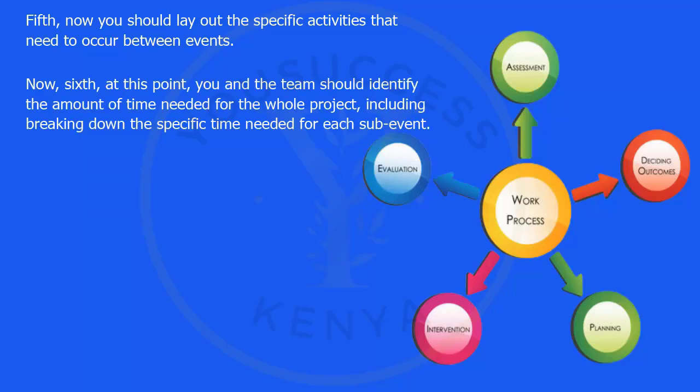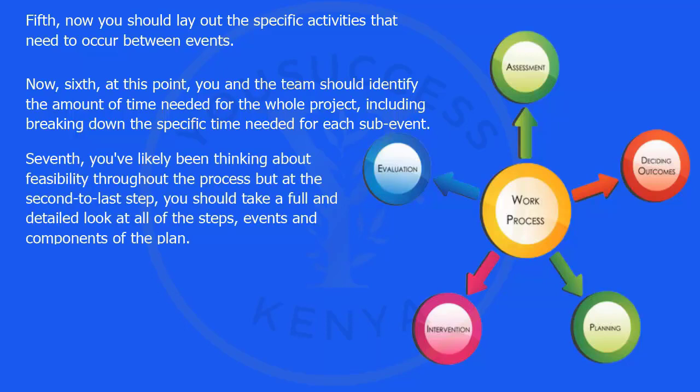Now, sixth, at this point, you and the team should identify the amount of time needed for the whole project, including breaking down the specific time needed for each sub-event. Seventh, you've likely been thinking about feasibility throughout the process, but at the second-to-last step, you should take a full and detailed look at all of the steps, events and components of the plan.